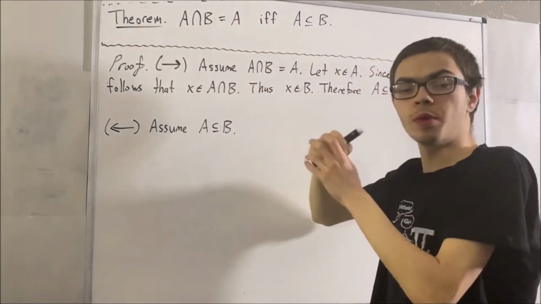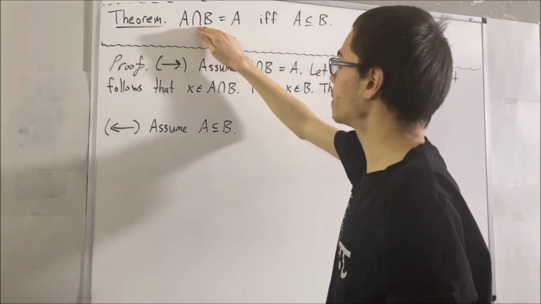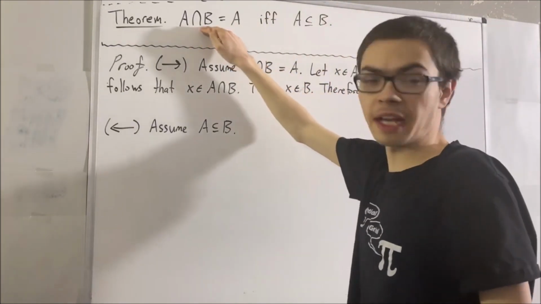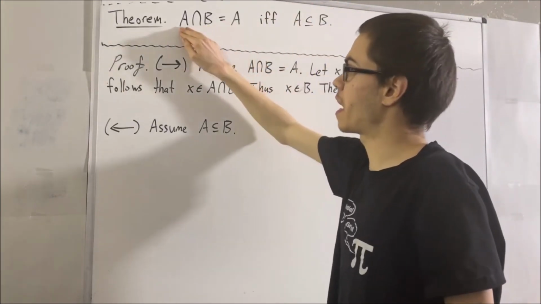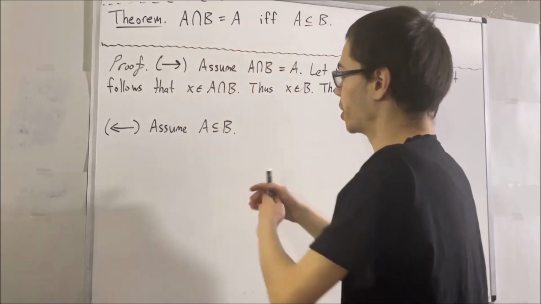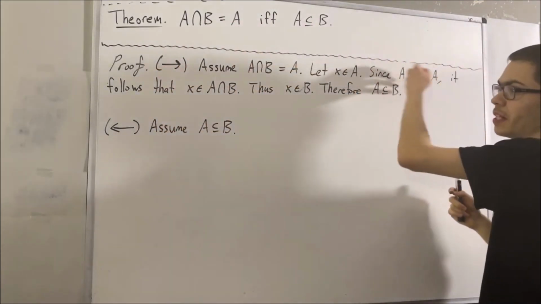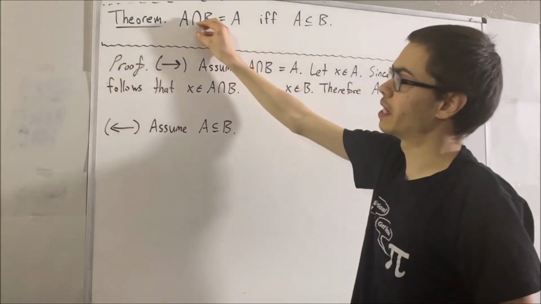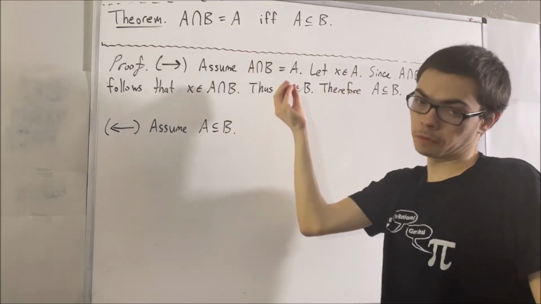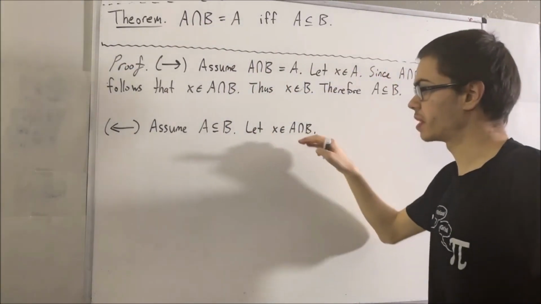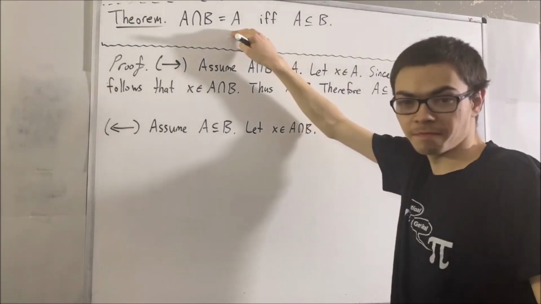To do that, we can show that everything in this set is also in this set, and everything in this set is also in this set. Let's start by showing that everything in this set is also in this set. To do that, we're going to use the same strategy that we used in part 1, right? We're going to take some arbitrary element in A intersect B, call it X. And now we're going to deduce that X is also an element of A.